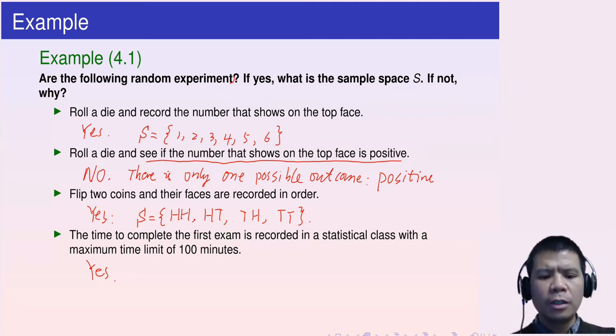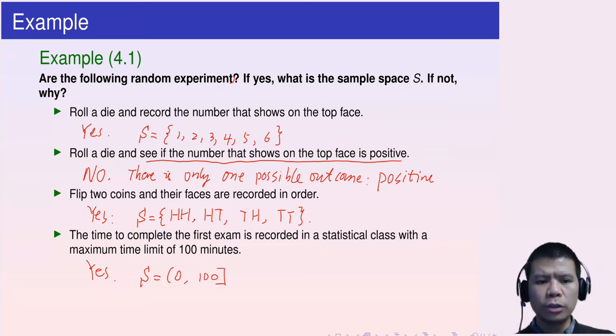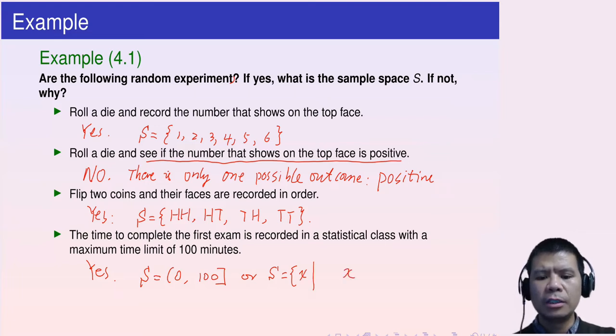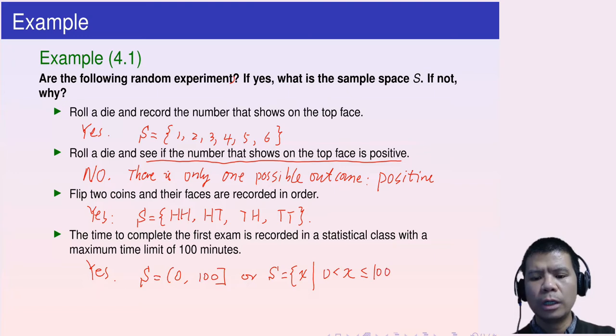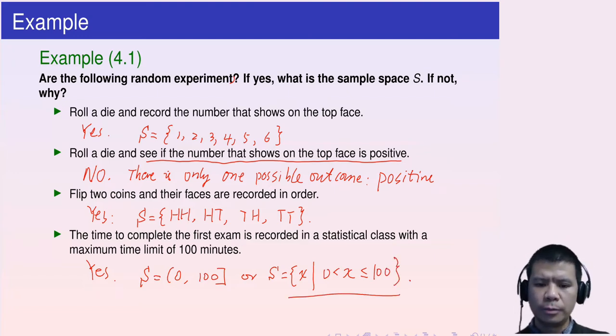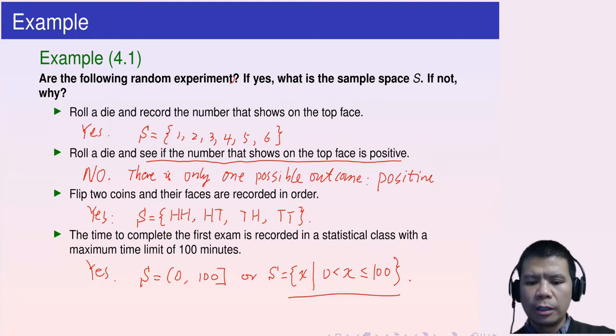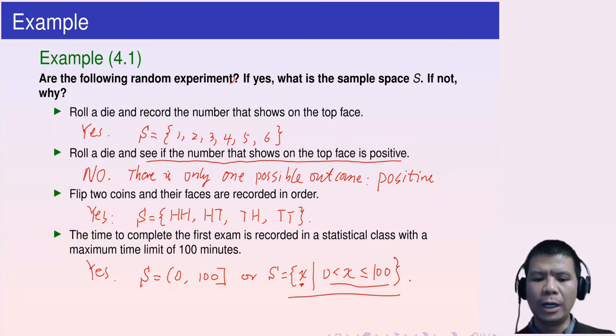For this one, we are going to use interval notation to represent this set. It's going to be greater than zero but less than or equal to 100. So this is the set as an interval. You can represent a set as an interval; this is valid. Or you can write S equals, using the bar, the set of all x such that x is greater than zero and less than or equal to 100. This is also a valid notation. This is our sample space.